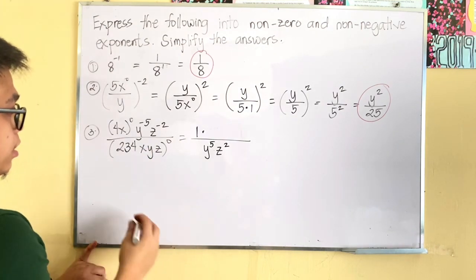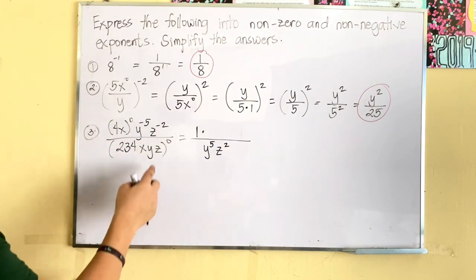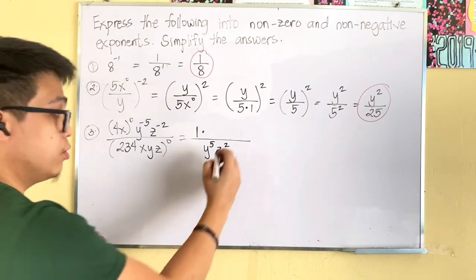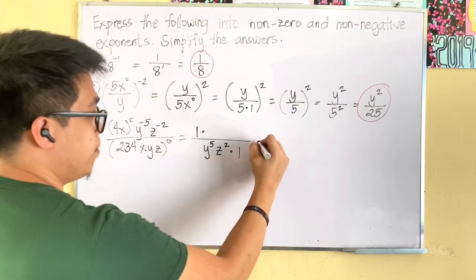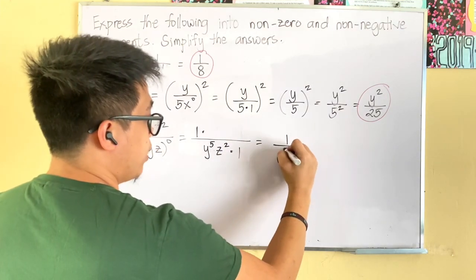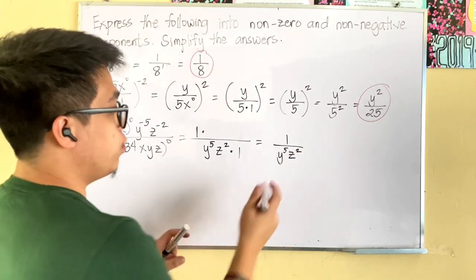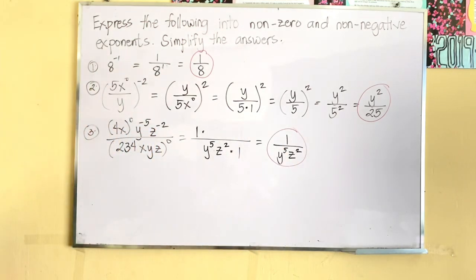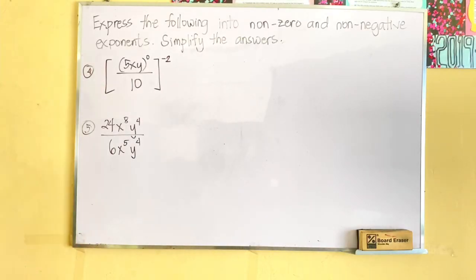Next, 2, 3, 4, xyz raised to 0, whole quantity naka-raise sa 0. Therefore, siya ay equal to 1. So, ang simplified answer natin is 1 over y raised to 5 z squared. So, therefore, this will be our final answer. Napakasimple, mukha lang critical, pero napakasimple ng sagot. Good job! Okay, last two numbers tayo.